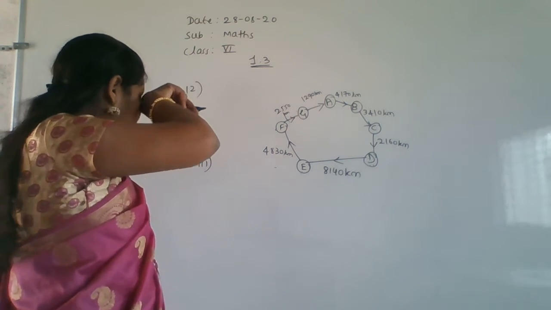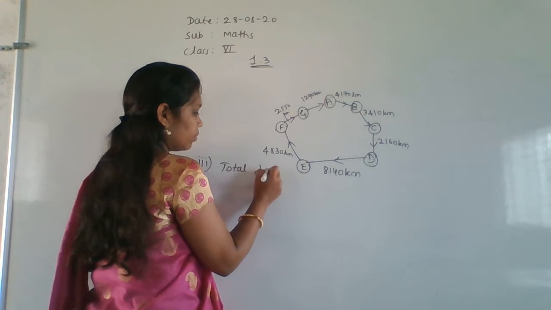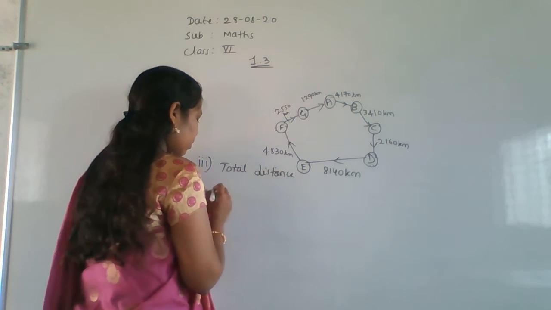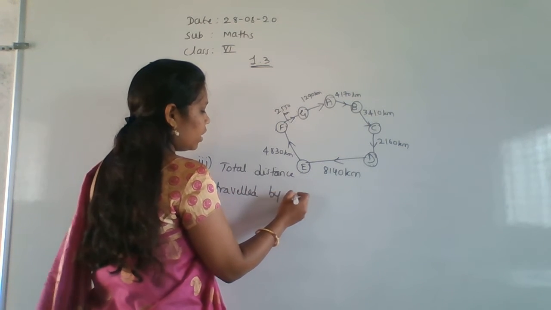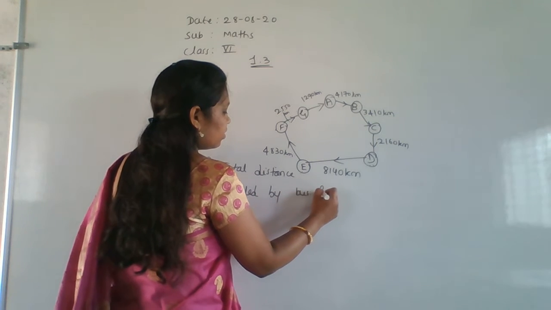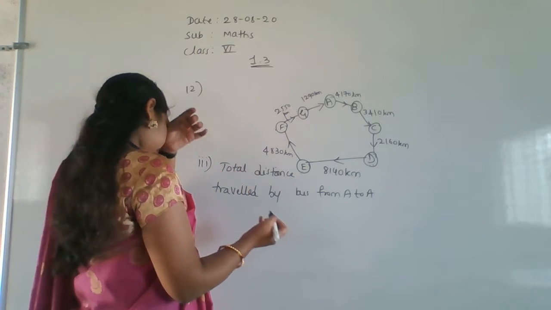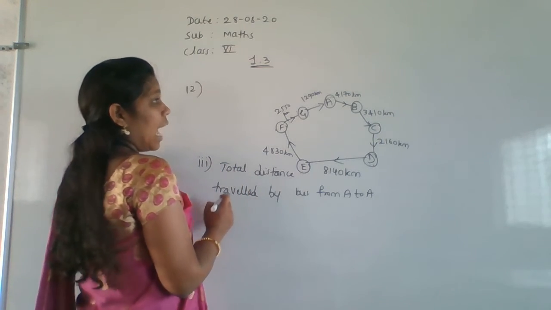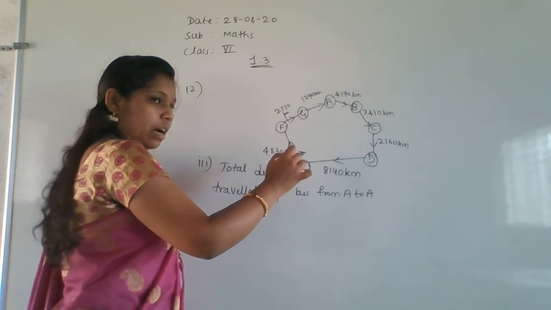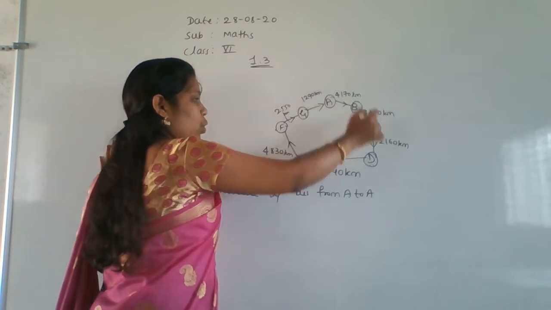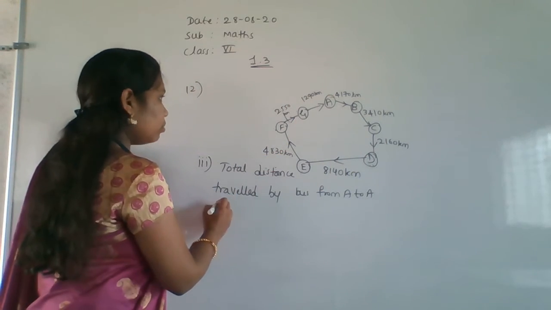Third one we'll do now. That is the total distance traveled by the bus from A to A only. So here add all the values, because from A to A only the bus traveled here. So you have to find the total distance, which means you have to add all the values. Okay, so add now.